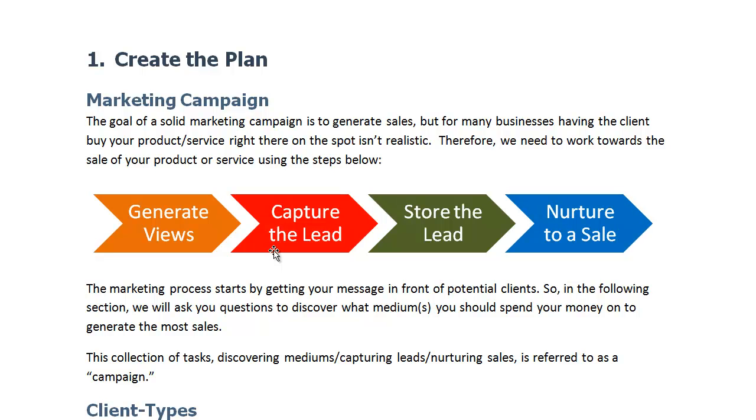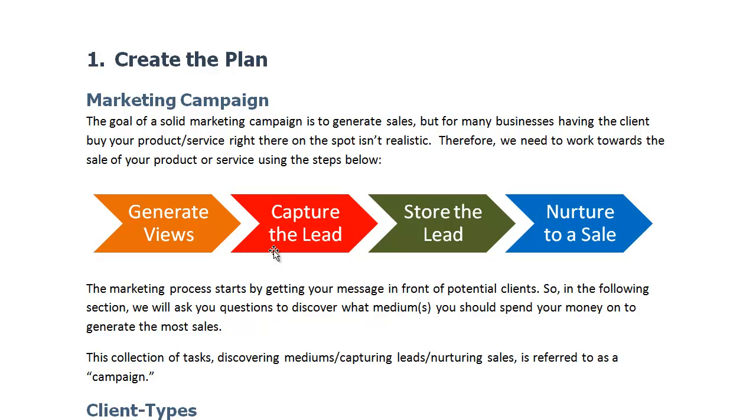Here's an overview of creating the plan or creating a marketing campaign. Okay, you need to generate eyeballs on your product or service. You need them to become a lead. You need to then store the lead, and then you need to nurture the sale. Now, depending on your business, some of these are compacted and quicker.